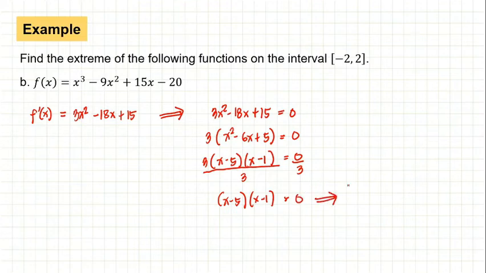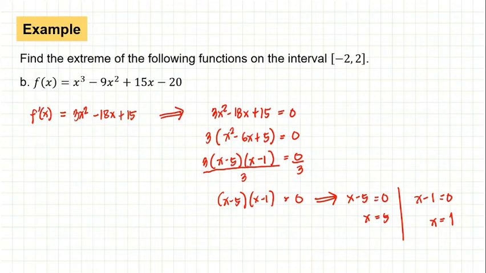And from that, we can now solve for x by equating both factors to 0. So we have x minus 5 equal to 0. Therefore, x is equal to 5. And x minus 1 equal to 0. Therefore, x is equal to 1. So from that, we actually have two critical points. So we have solved two critical points.